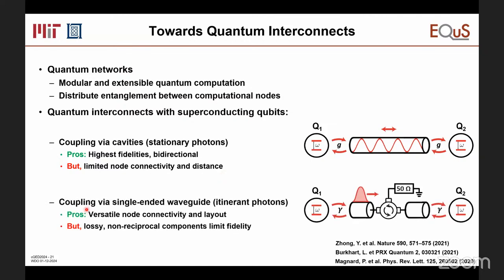The other is to couple to basically single-ended waveguides. This is versatile because it's a waveguide, but the idea here is that you would send a photon in one direction, and often there'll be a circulator in the middle to prevent photons going in the other direction. And this is one way to get around the free space issue, but these non-reciprocal elements are lossy, they're large. And so this isn't quite the right way to do it either, I think.